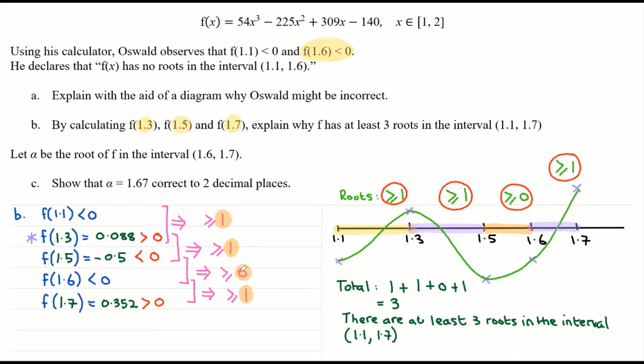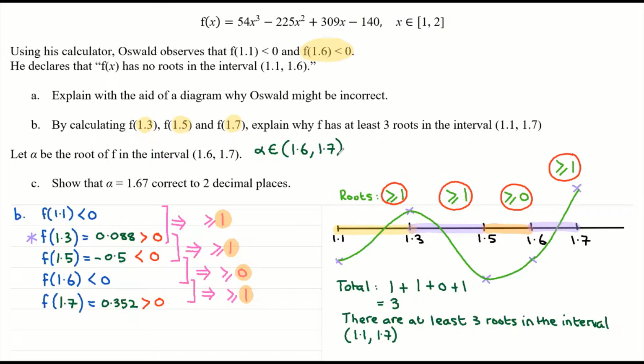Now for part C, we're going to have to show that alpha is equal to 1.67 is correct to 2 decimal places. Now we can do this very quickly, just on the screen without erasing any of this. So alpha is the root. So we can state, because it's given to us in the interval, that alpha is an element of that interval 1.6 up to 1.7, if you just remember your notation. So alpha is contained in the interval, which is a set of numbers 1.6 up to 1.7, and they're real numbers.